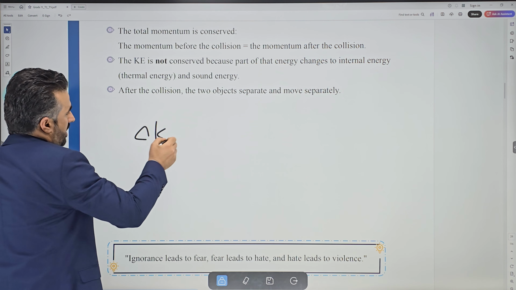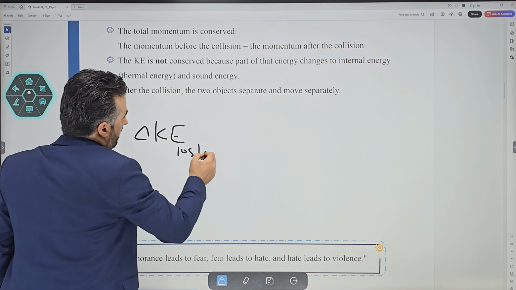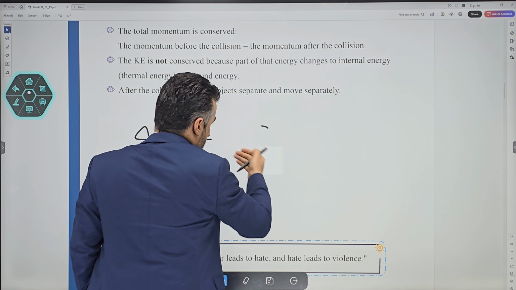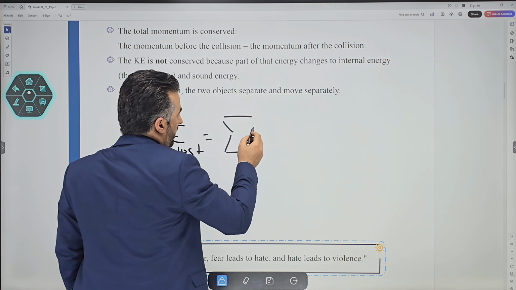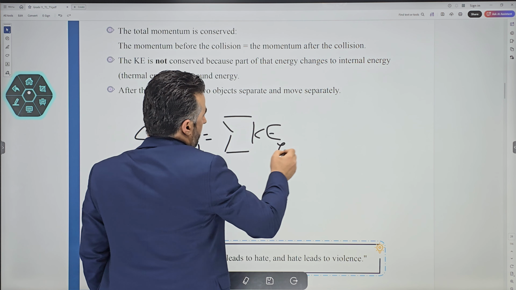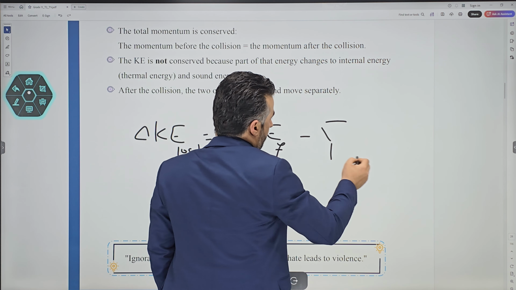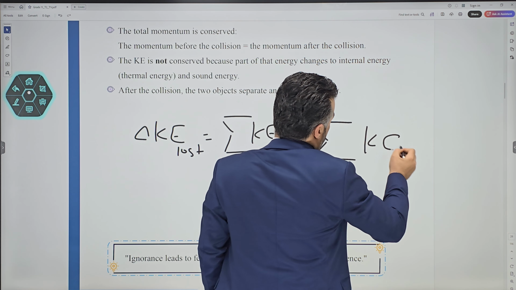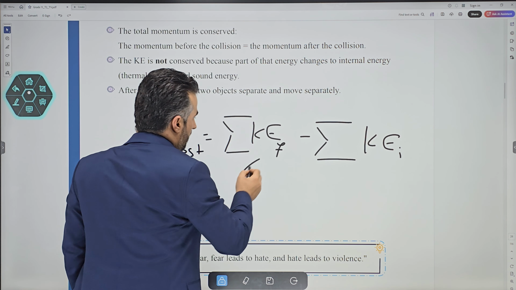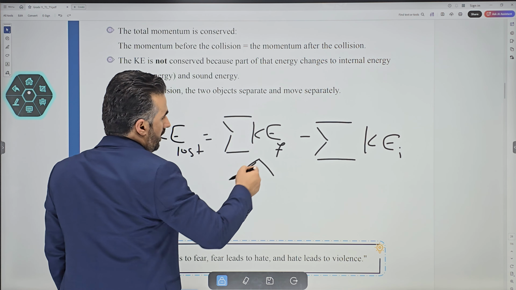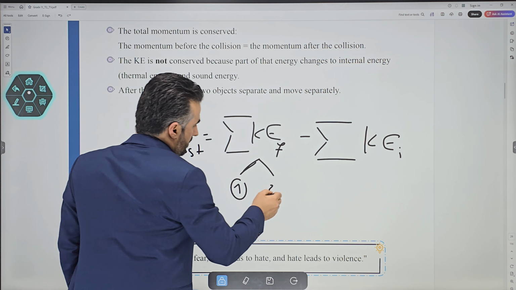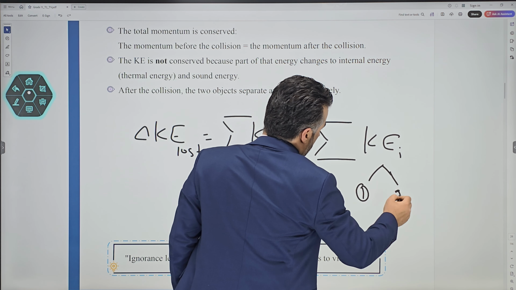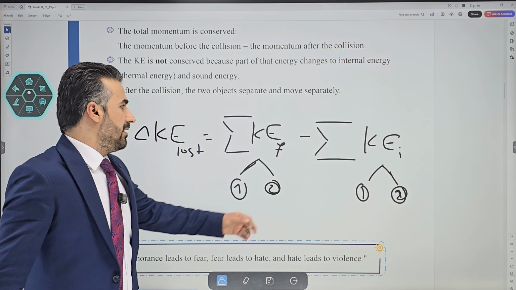If not, you could just say, in order to find the kinetic energy lost here, the sum of kinetic energy final, because now they are going to separate, minus the sum of kinetic energy initial. Finally, we have the kinetic energy for both objects, object 1 and object 2. And then for initial, of course, it is going to be the kinetic energy of object 1 and object 2. And then you subtract them.